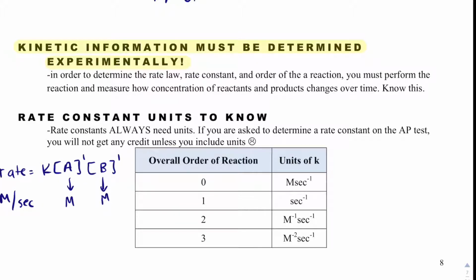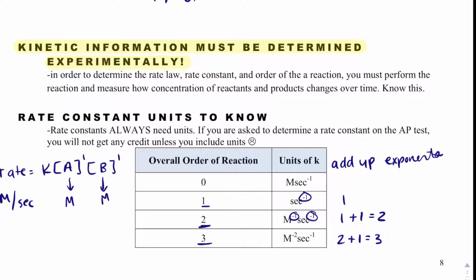But here is a shortcut: what I want to do is add up my exponents. So if I notice here, third order for my reaction is molarity -2, and then seconds -1. And so notice that 2 plus 1 is equal to 3. If I have second order, I have -1 and -1, and so that will be 1 plus 1 equals 2. And then if I just have first order, that would just be seconds -1, and so that would be 1 equals 1. And then zero order is a little bit different.